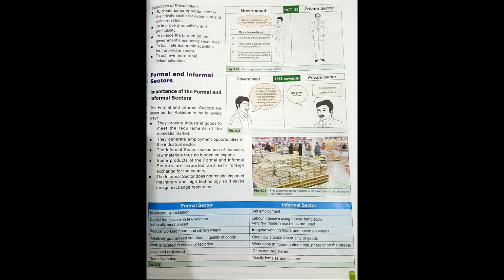Now you are supposed to open page number 165 and read and understand more about the importance of the formal and informal sectors. The formal and informal sectors are important for Pakistan in the following ways. So what is the importance? How is it useful for Pakistan? Number one, they provide industrial goods to meet the requirements of the domestic market.